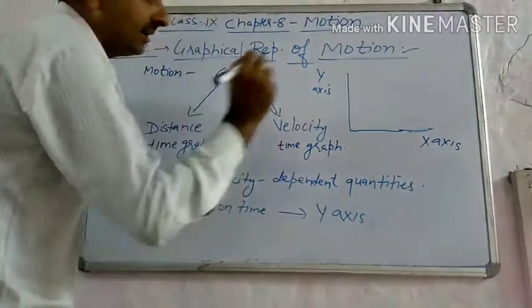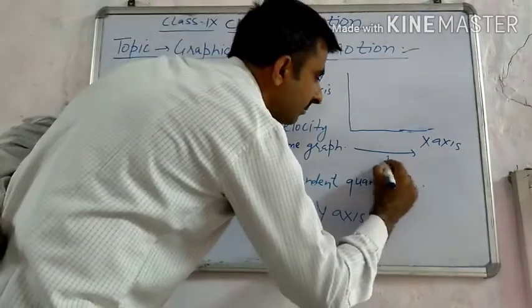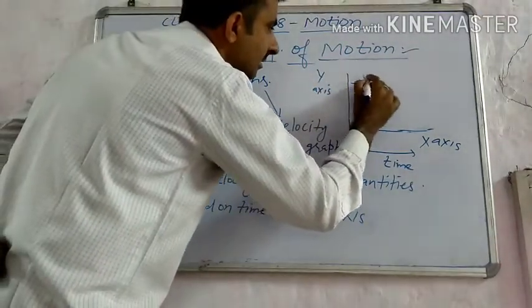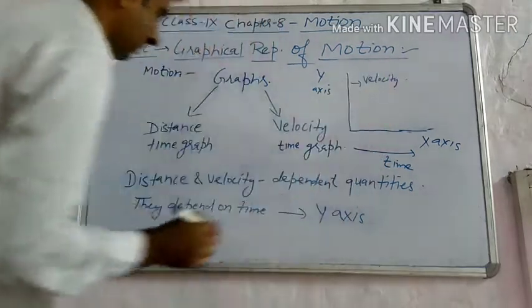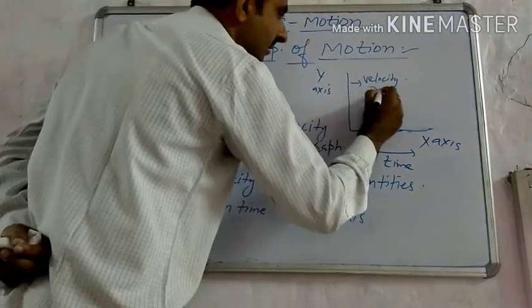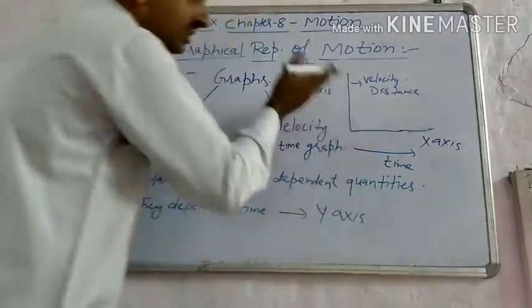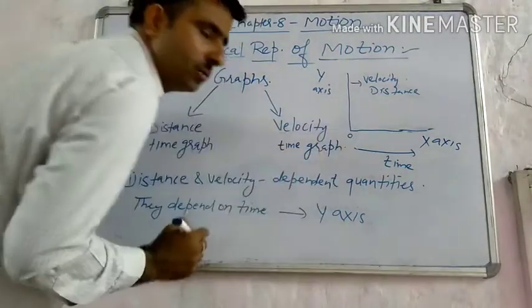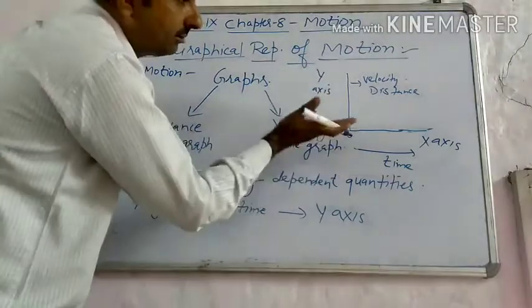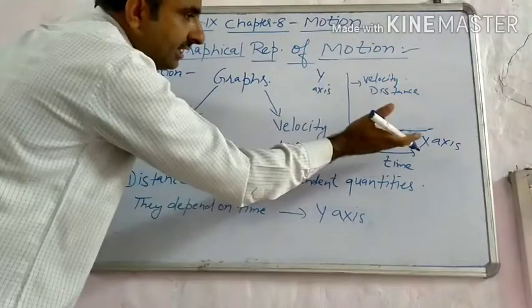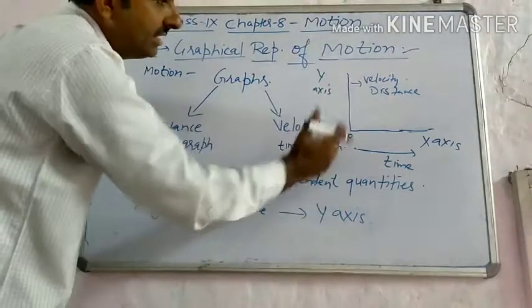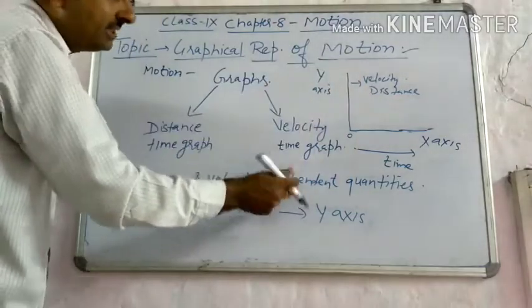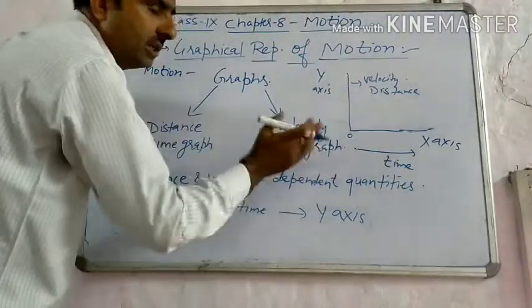So here we will take the time, we will take time here, and velocity, or we can say that distance or displacement, distance or velocity on y axis. This is origin O. Okay, in this way we can plot the graph. This horizontal line is called x axis, and this vertical line is called y axis. So we will take the dependent quantity here on y axis and independent quantity time on x axis.